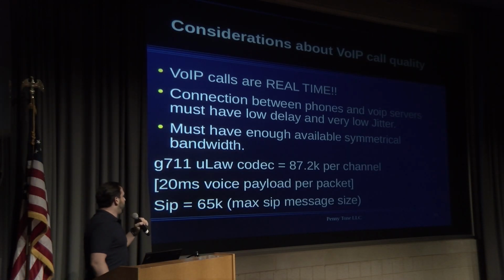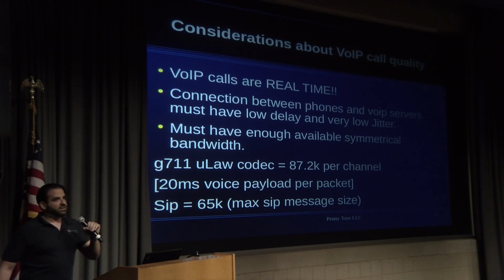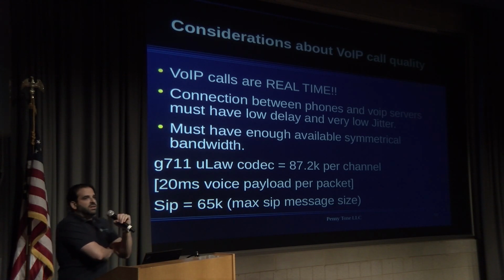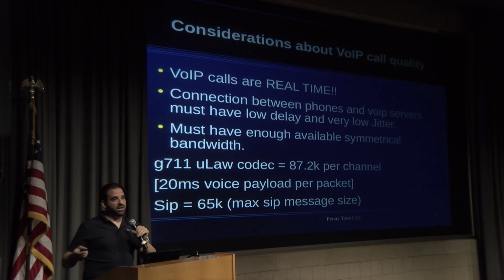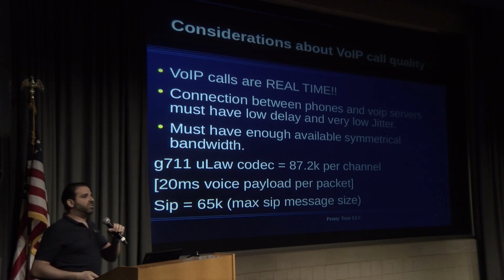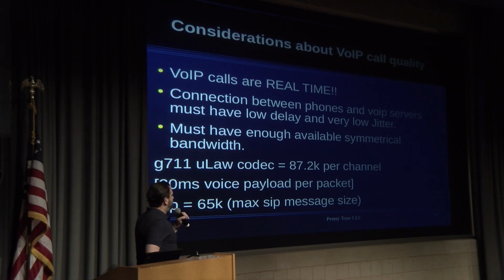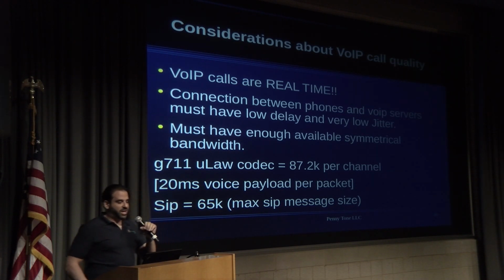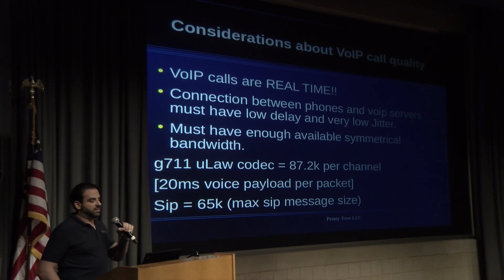And to do some of the math, you'll see over here, I like to use the G711 ULAW codec, and that's because it's the most widely accepted, and it is one of the standards on the internet for doing that. If you need more bandwidth, or if you want something with better compression, you could use GSM. Here is what the payload is per call. It actually comes out to 87.2K per channel, all right? And that's with 20 milliseconds of voice payload per packet.